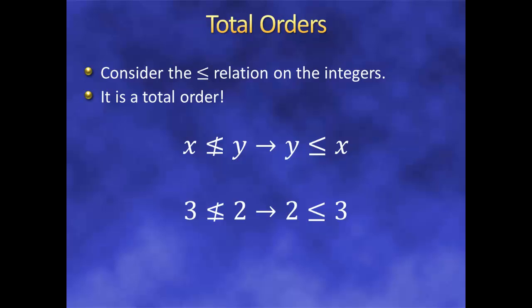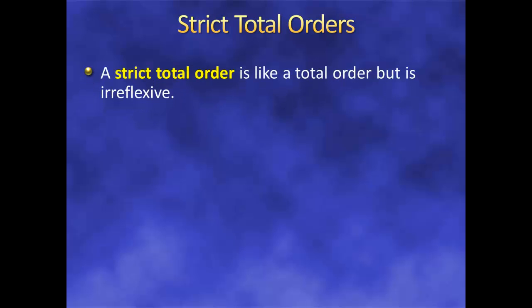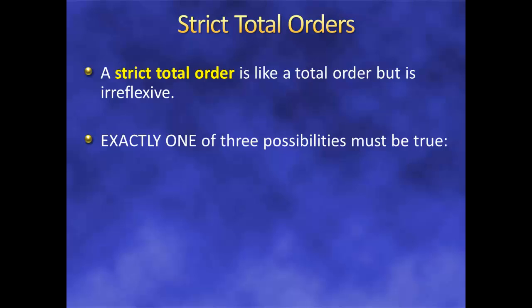One more thing. Suppose we have a total order on a set. For every total order, we can create something called a strict total order on that set. We do this by taking out the reflexive property and instead making the relation irreflexive. When we create a strict total order on a set, given any two elements x and y, exactly one of three possibilities will be true. x is related to y, or y is related to x, or x is equal to y.